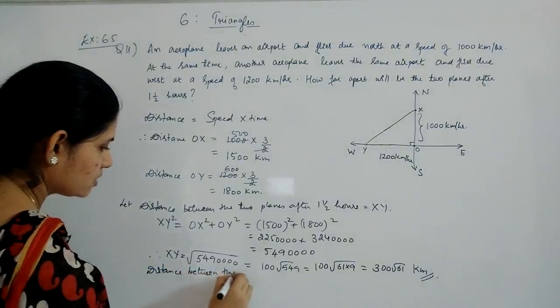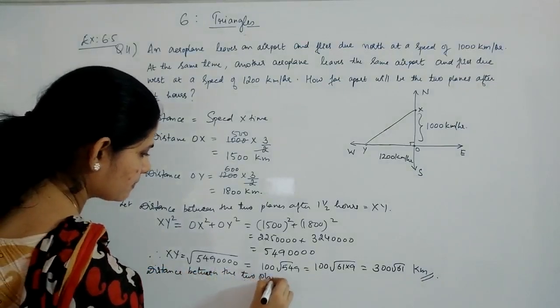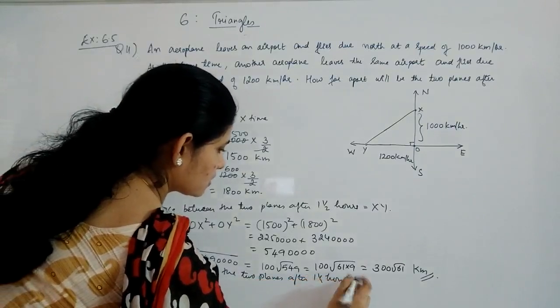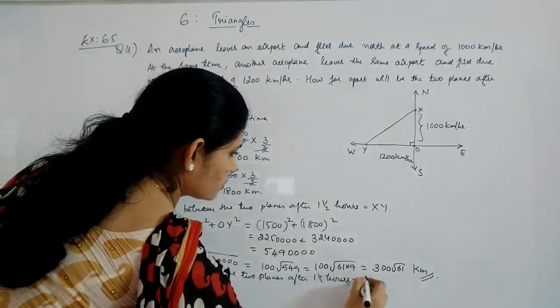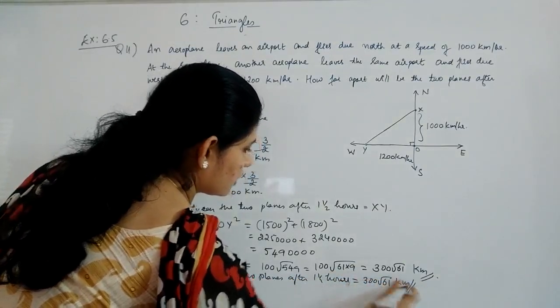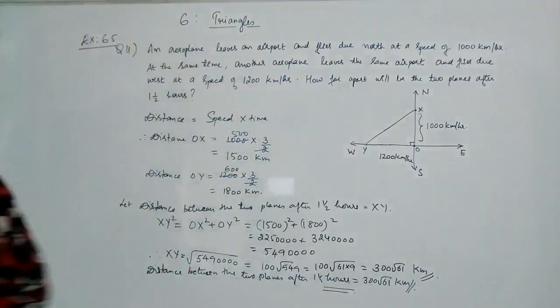Between the two planes after 1.5 hours is equal to 300 root 61 kilometers. Okay.